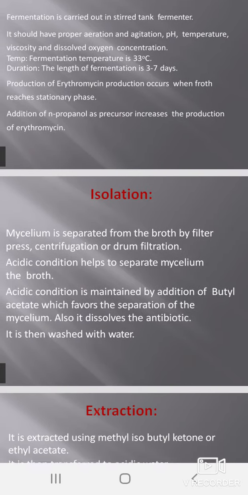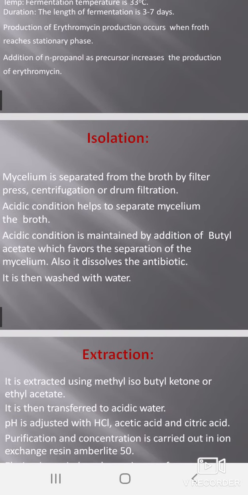Next, we are discussing the isolation. Mycelium is separated from the broth by filter press, centrifugation or drum filtration. Acidic condition helps to separate the mycelium. The acidic condition of the broth is maintained by the addition of butyl acetate, which favors the separation of the mycelium. Also, it dissolves the antibiotic. It is then washed with water.